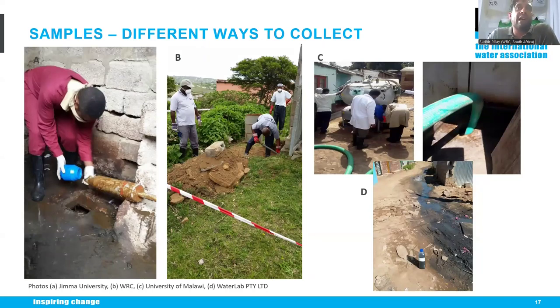The first picture is from Malawi, and as you can see, the hole to actually access the sludge from the non-sewered system is quite small. So you have to have quite innovative sampling devices. B is from South Africa. Usually you need to lift a pit cover and you have to use a shovel to take it out. C, I think that's from Malawi, where you need a honeysucker to try and take out some of that.